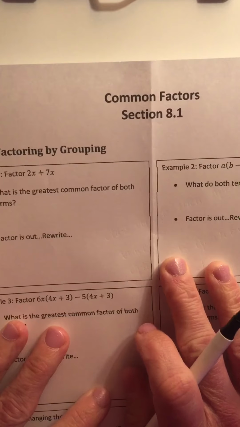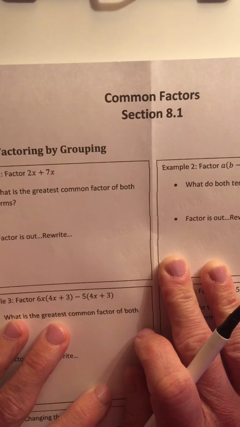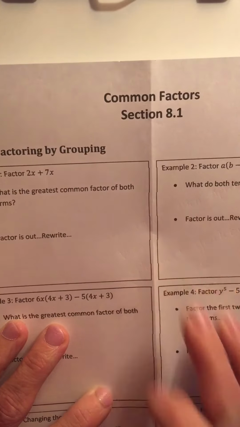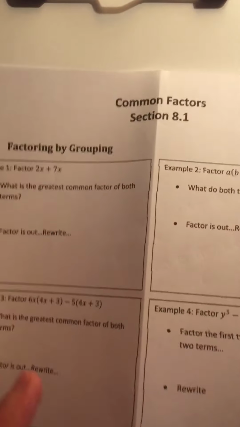This is section 8.1, common factors. This is the second half of the notes for section 8.1, and we are learning about factoring by grouping.